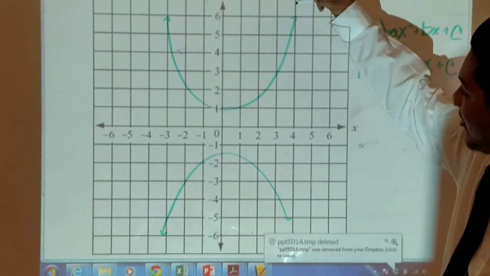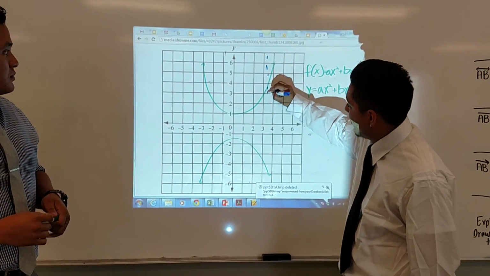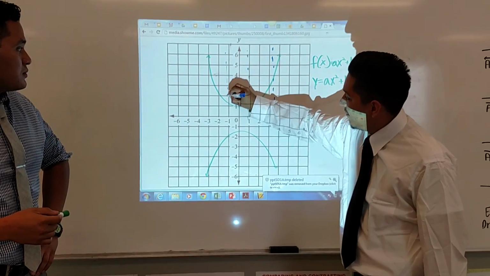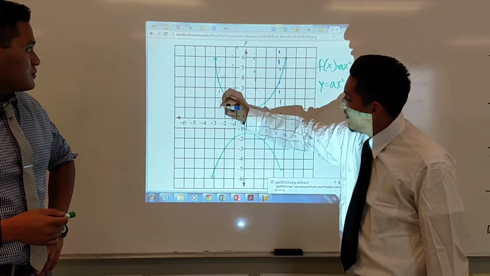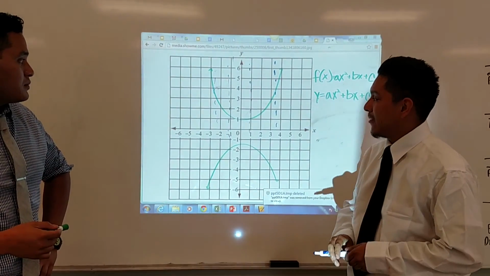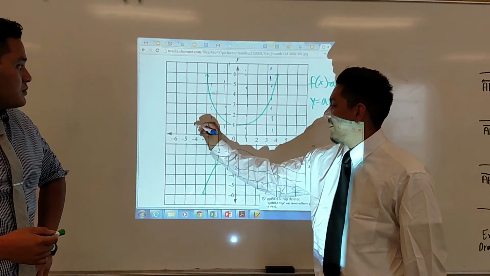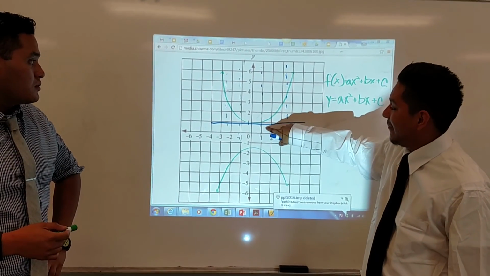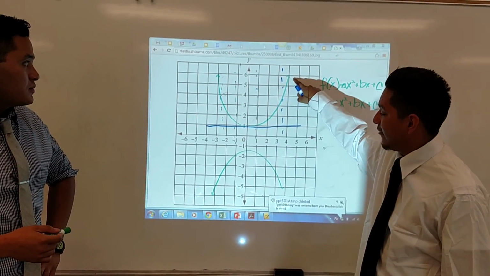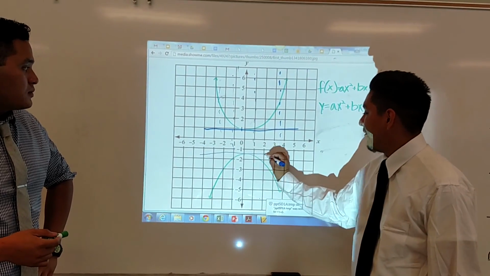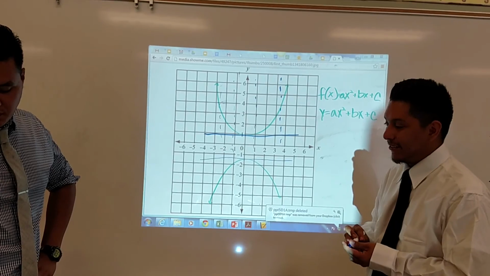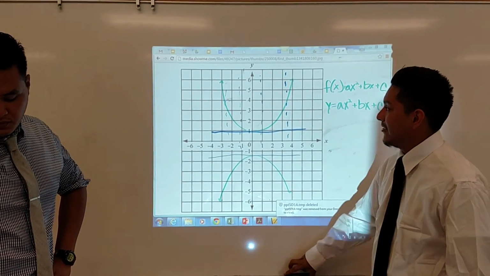So let's go ahead and do our vertical line test. Alright, it passes there, passes there, passes there. So that's how you would be able to tell if it's a proper function. And like I mentioned earlier, it does have a maximum or minimum value. So this is the minimum value of this quadratic function, and this would be the maximum value of this one. So you'll be able to see the differences between the two, and they are both quadratic functions.